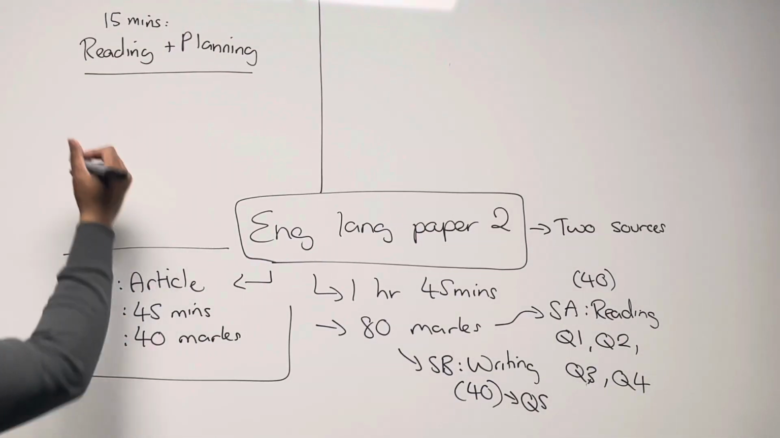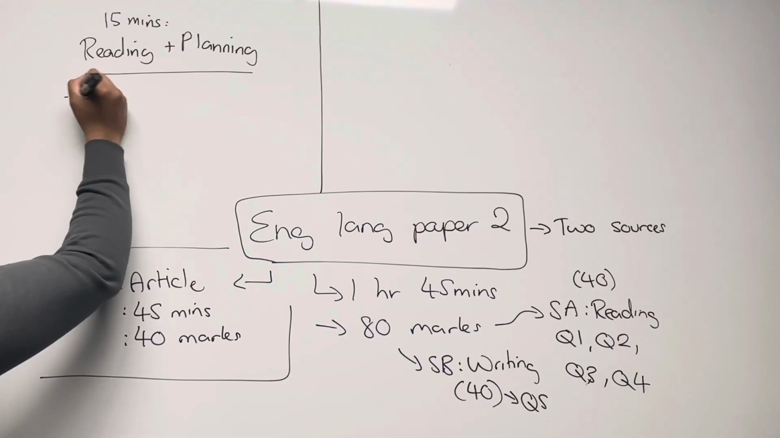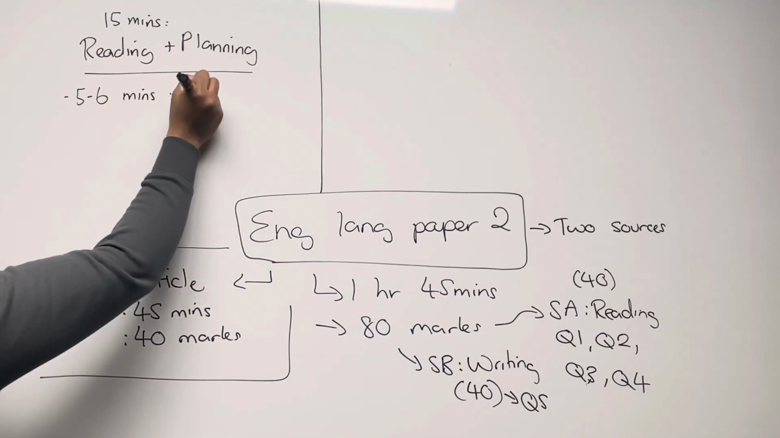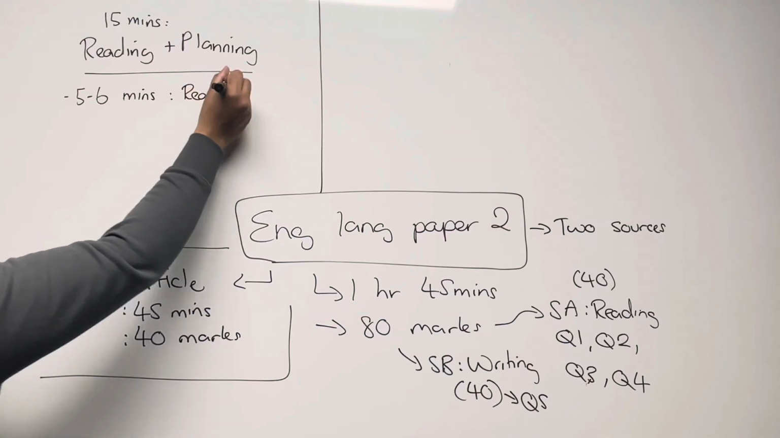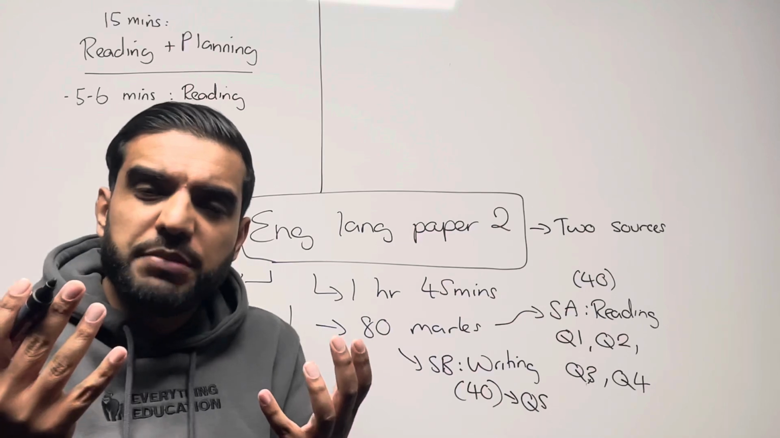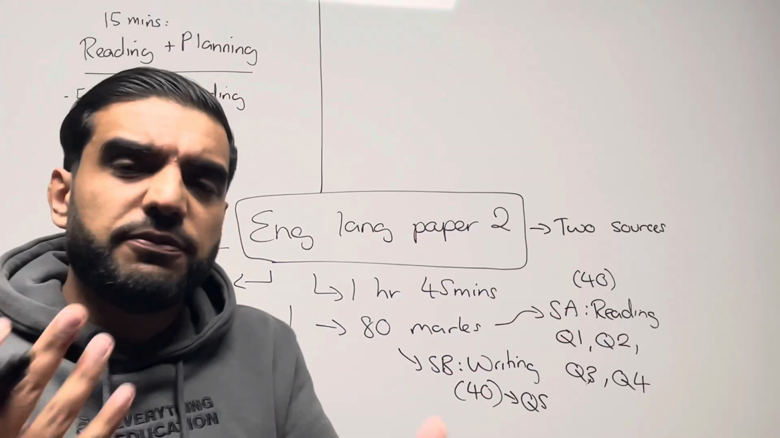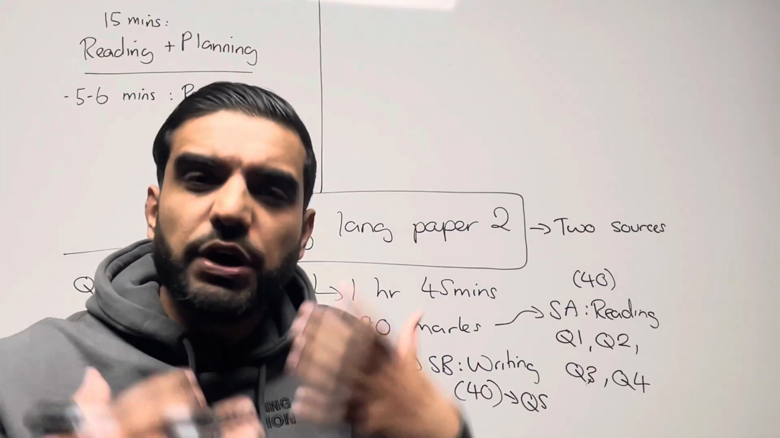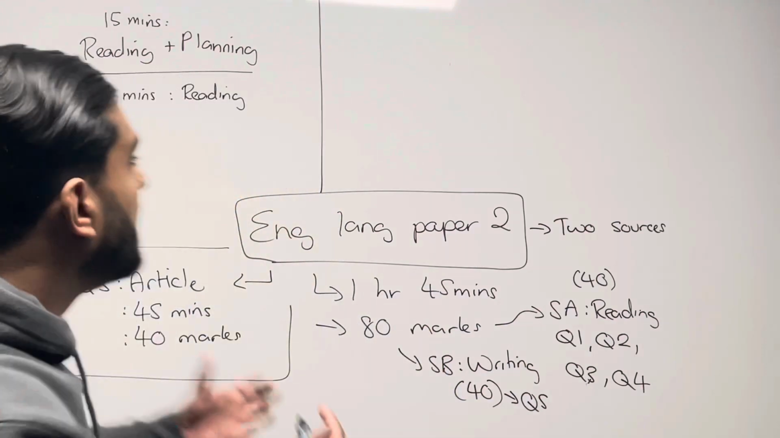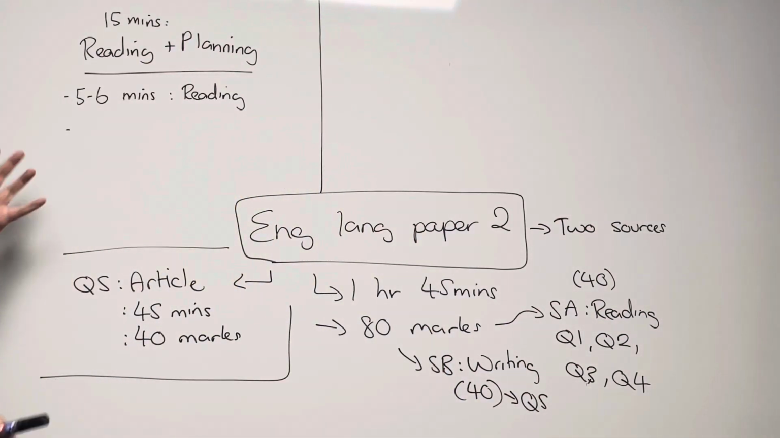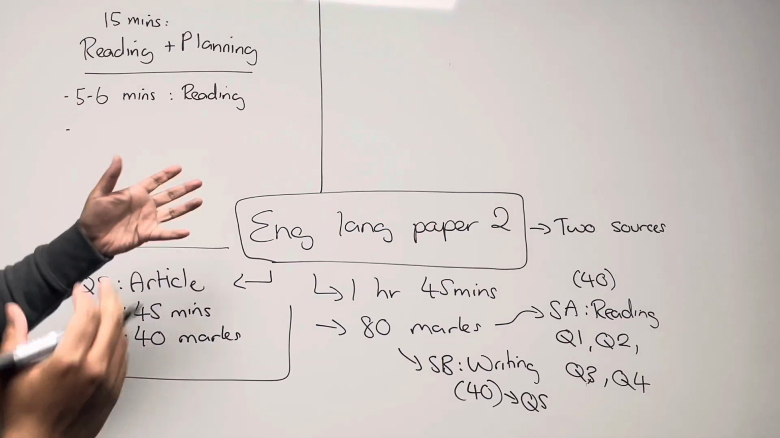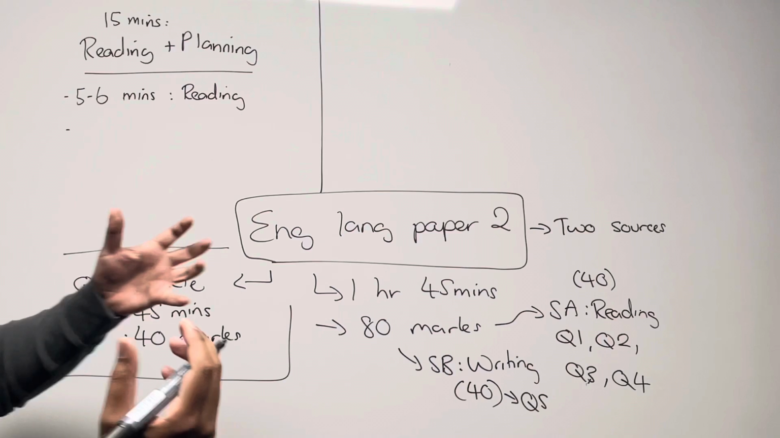Now, how do we break down these 15 minutes? 5 to 6 minutes is given to reading the sources. You have been given two sources, and you want to spend 5 or 6 minutes going through and reading them and making sure you understand them. That leaves an average of 9 or 10 minutes for our exam.